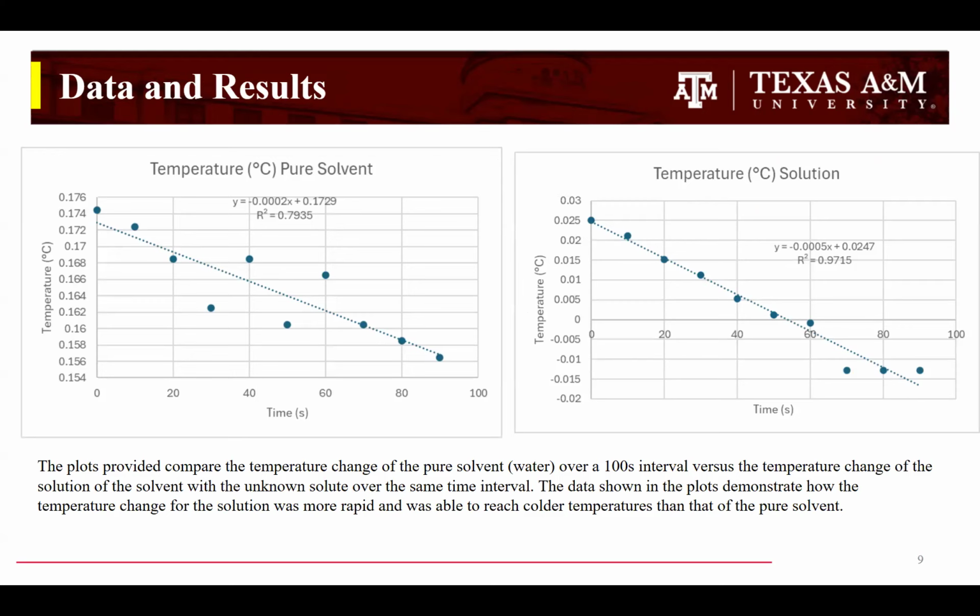All right, so for our data and results, we created two scatter plots as we have here, and one is going to be for the temperature of the pure solvent over time, and one is for the temperature of the solution over time. And if we look at the plots, we can see that the change in temperature of the pure solvent had a much slower rate than the temperature of the solution, as well as the temperature difference. The solution was able to get to much colder temperatures than the pure solvent, being water.